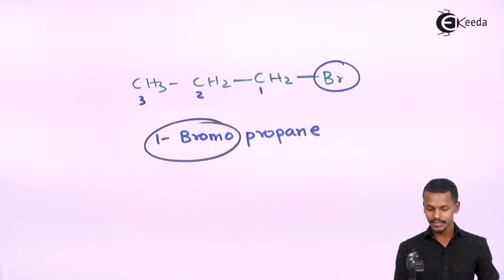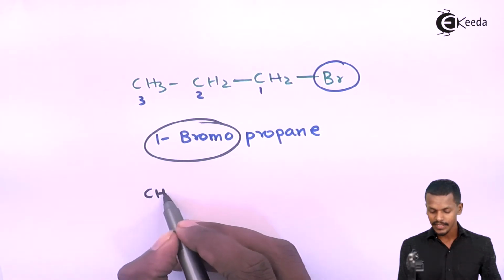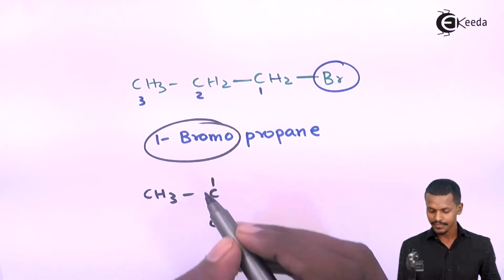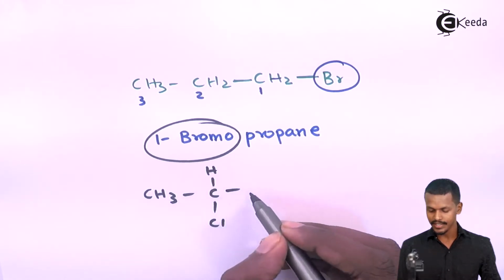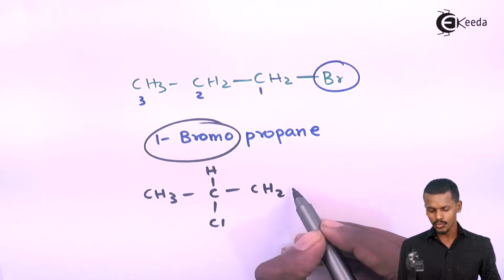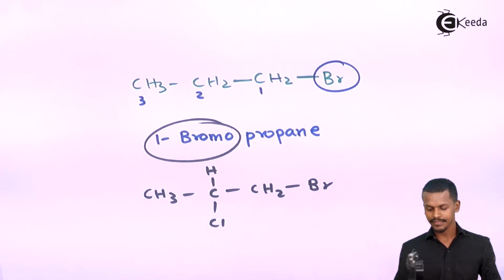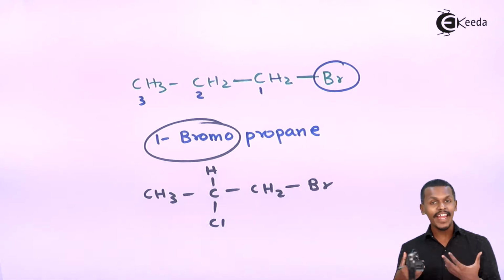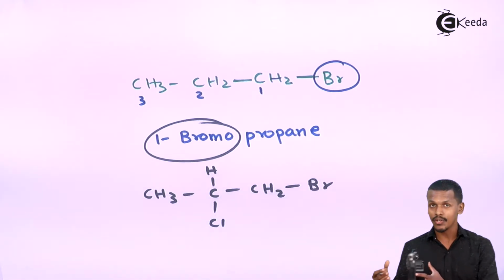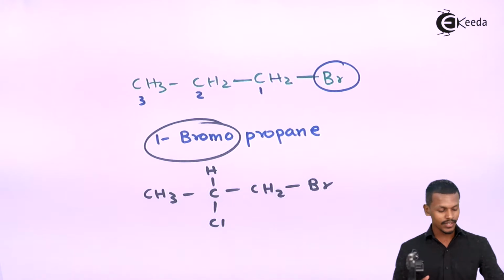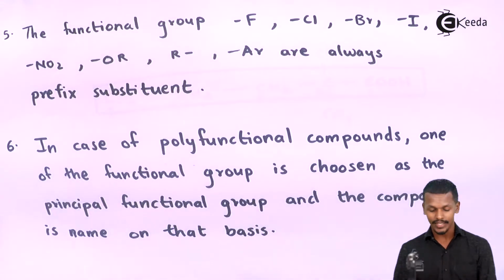suppose I take another example, CH3 CHCl, here it is also H, and here it is CH2 Br. So here polyfunctional groups are present, that is bromo and chloro. These two groups are present. So that is the reason we should consider the name which should come at the last, or we should prefer the name in such a way that we are able to write the name of the organic compound. So that is what this point is mentioning, that is point number 6.